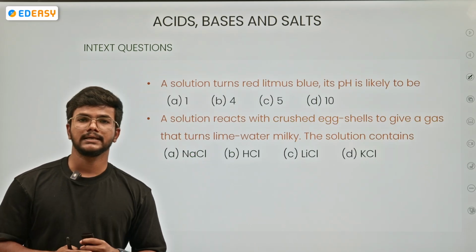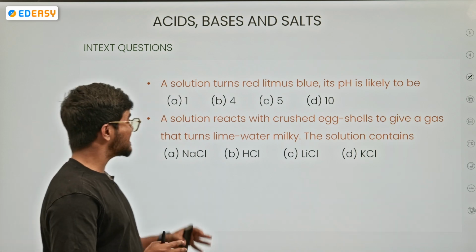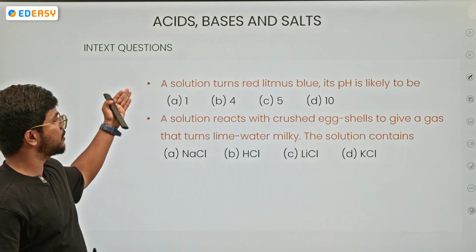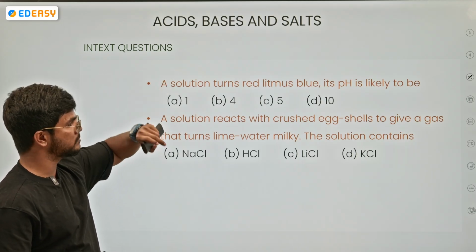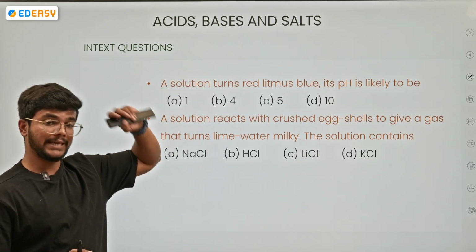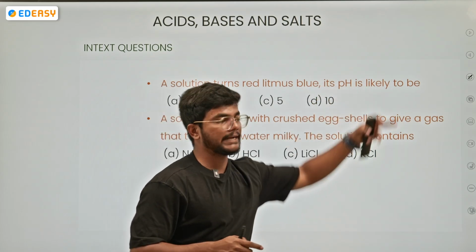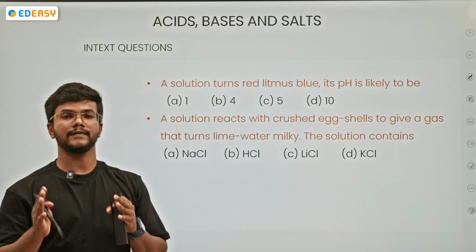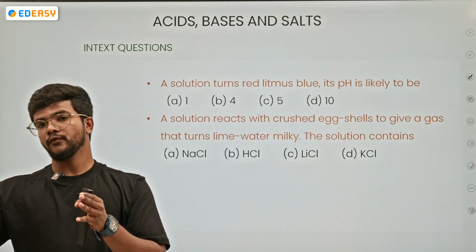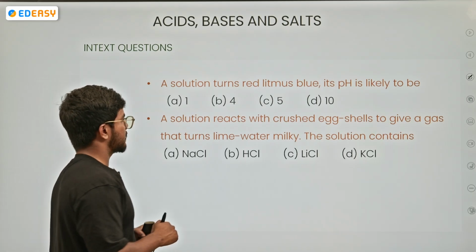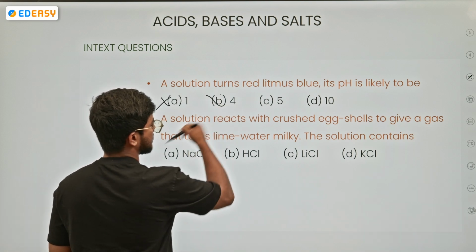Next are the in-text questions, the last in-text questions. So what are they? The first question: a solution turns red litmus blue. Red litmus turning blue means that it should be a base. Its pH is likely to be? The pH for bases should always be 8 to 14. Yes, 8 to 14. So this is acidic. This is also acidic.